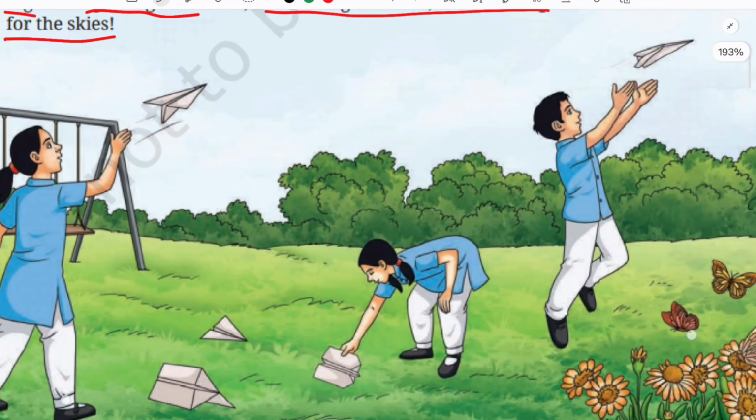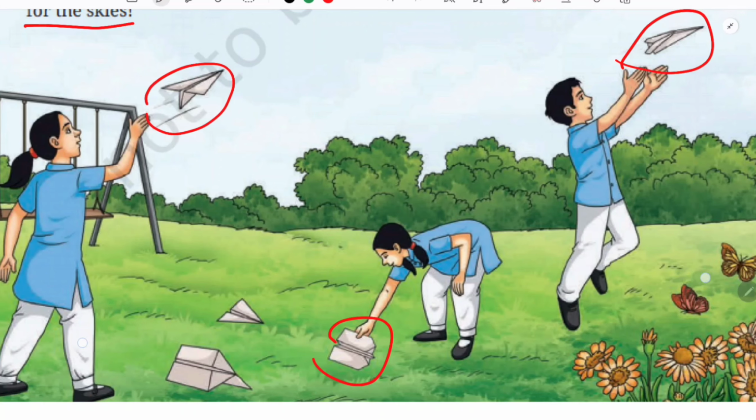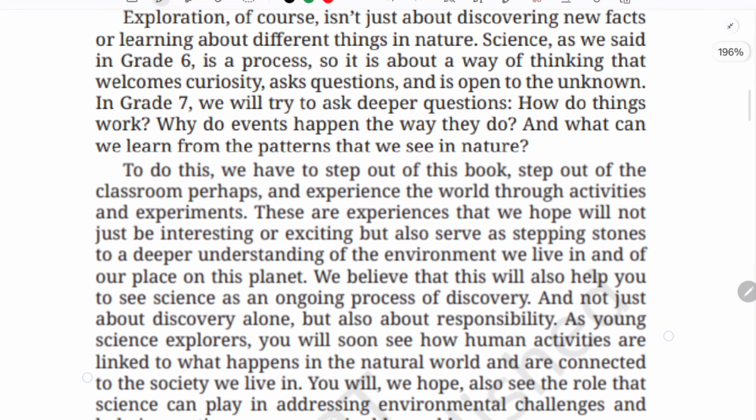So here, see how these little children are playing with paper planes here, isn't it? So I hope you are also playing. Make sure you also play after this video, after watching this video.